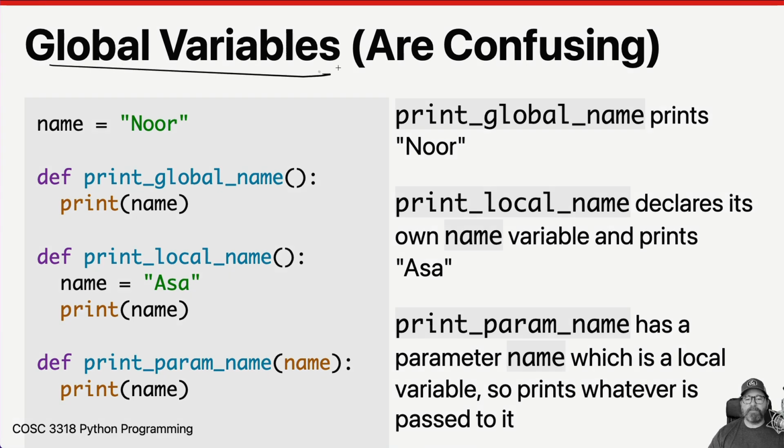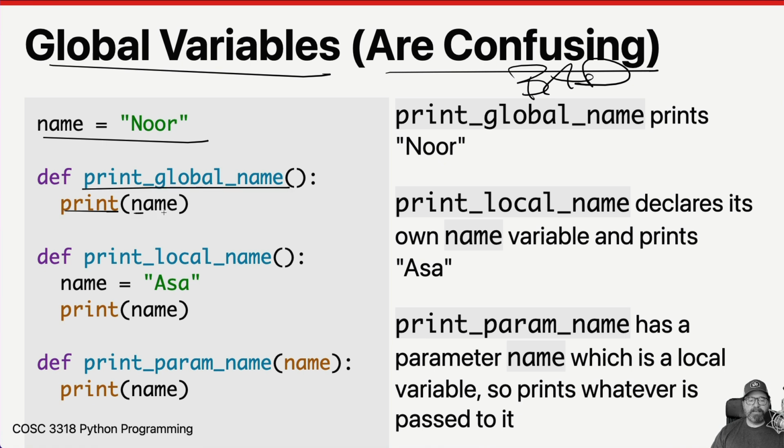Okay, so global variables are confusing. That's what makes them bad. So here we have a global variable named name, set to nor. This function, print global name, when it says print name, Python looks and says, is there a local variable named name? Nope. Is there a parameter named name? Nope. So you must mean the global variable. So it comes up here and looks at the global variable name and then prints out nor. That's what ends up getting printed out.